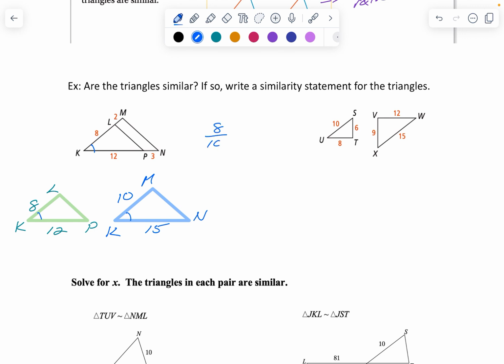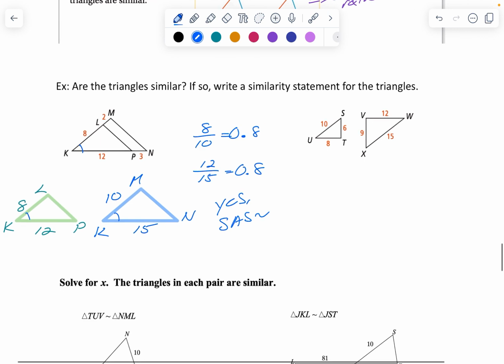So let's see. Does 8 over 10, that is equal to 0.8 if we divide it. And then 12 over 15, 12 divided by 15, is also 0.8. So this would be yes by side, angle, side similarity. So those two sides are in proportion with the angle in between.